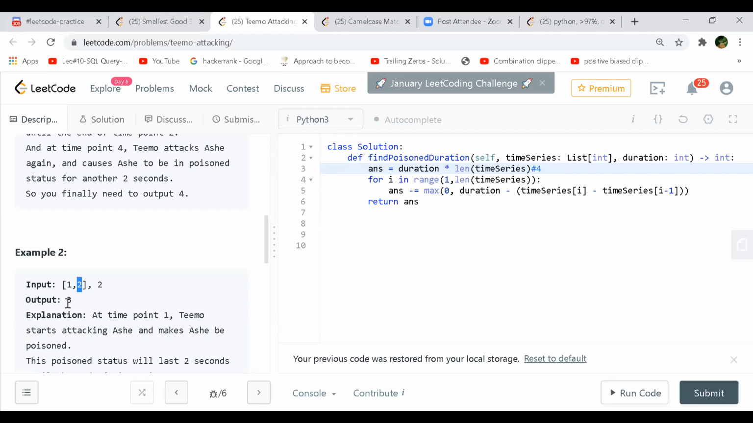So in this case, 1 and 2, you have a difference of only 1, but your duration is 2. So 1 is lesser than 2, and then there will be an overlap. That overlap is actually the difference between the duration and the difference between the two numbers. And then you just try to find out whatever is the maximum. Maximum with 0, because if it's a negative number, you just don't want to use it.